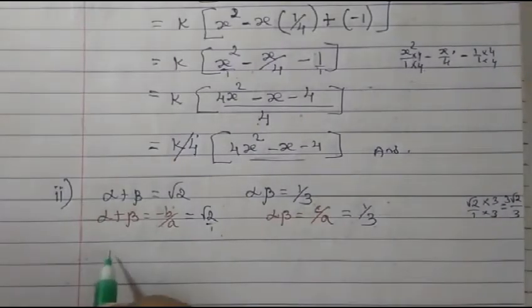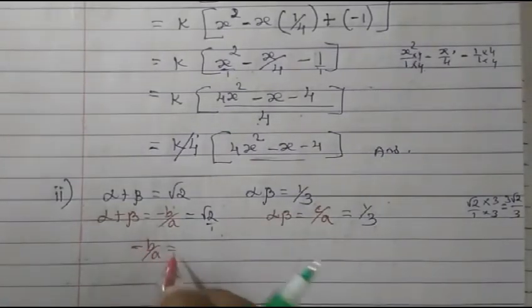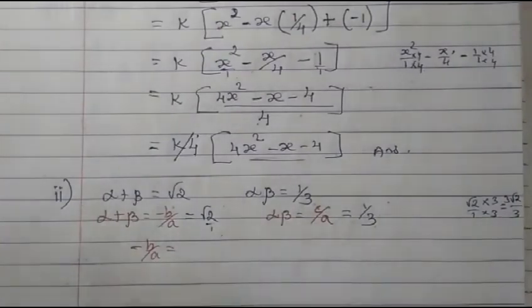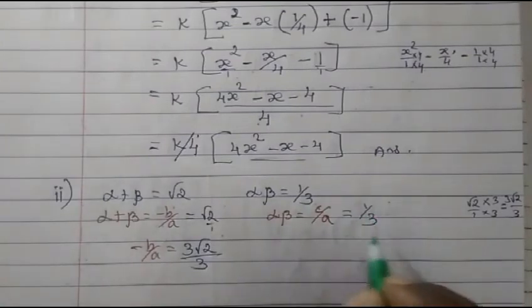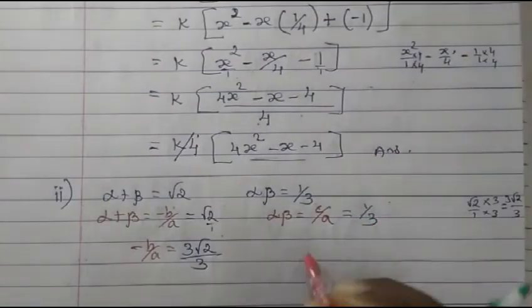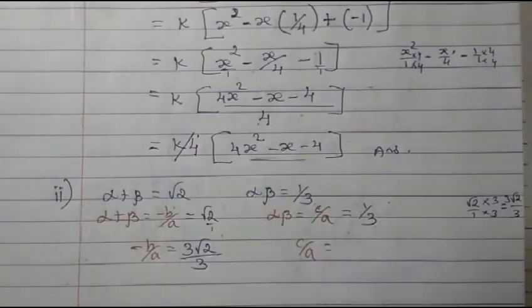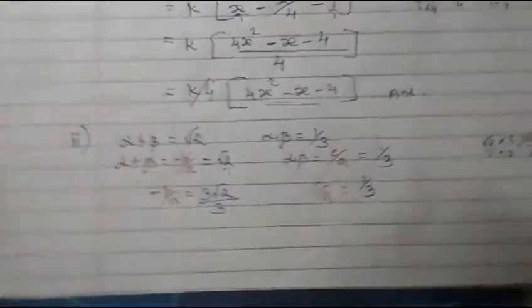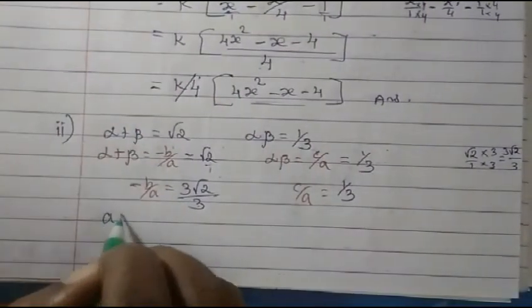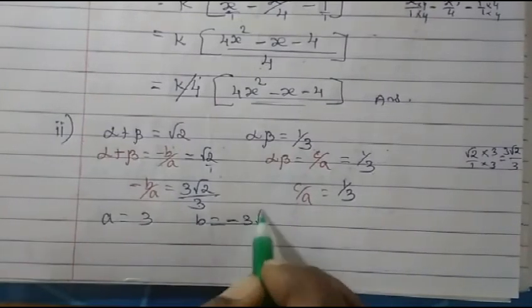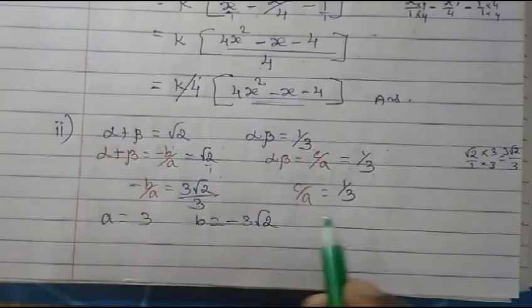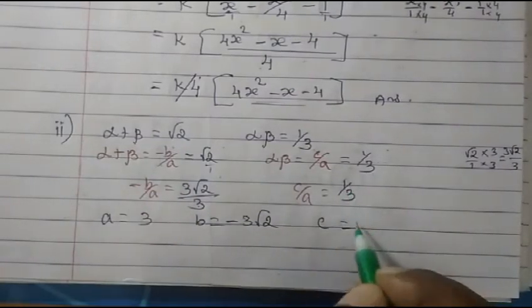So now we have got minus b upon a. What we got? That is 3 root 2 and denominator 3. And here we have the same, that is c upon a will be 1 upon 3. Now the denominator is the same. So let's write down the value of a. a is what now? 3. b is what? Minus 3 root 2. You write down this and write the minus. Then c is what? c we have 1.